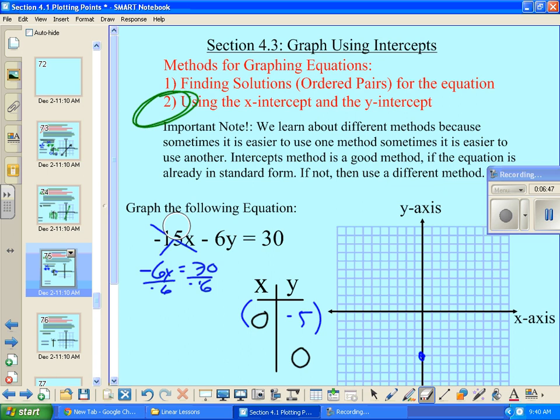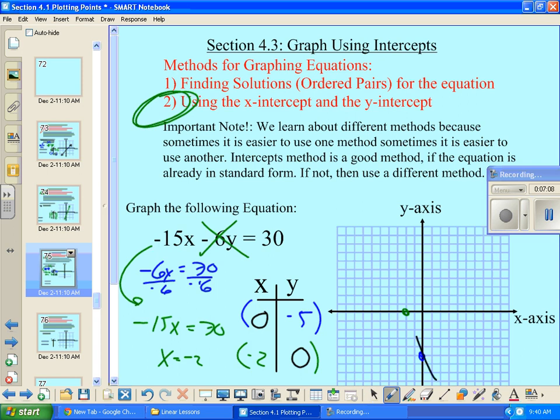Going back to the original problem. If I put in 0 for y, essentially it cancels this term out. So now all I have left is -15x equals 30. I'm going to divide both sides by -15. I'm going to get x equals -2. So there's my x-intercept, (-2, 0). Plot that point right there.